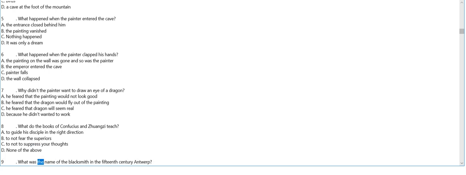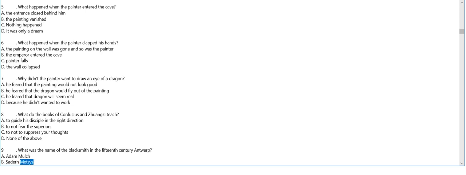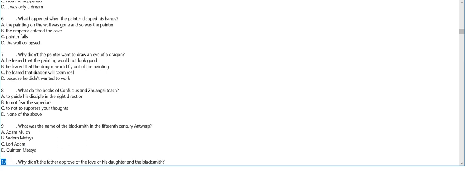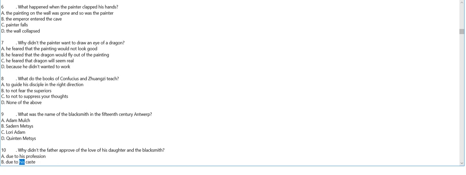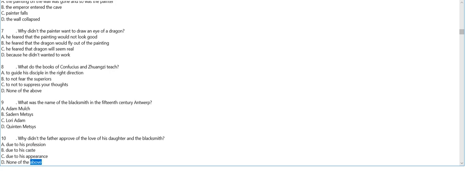9. What was the name of the blacksmith in the 15th century Antwerp? A. Adam Mulch. B. Soldern Metzies. C. Laurie Adam. D. Quentin Metzies. 10. Why didn't the father approve of the love of his daughter and the blacksmith? A. Due to his profession. B. Due to his caste. C. Due to his appearance. D. None of the above.